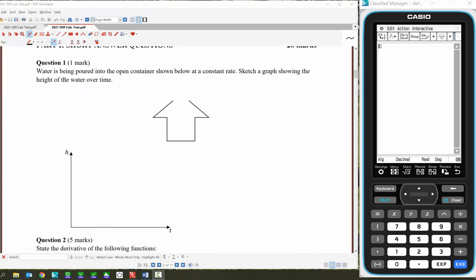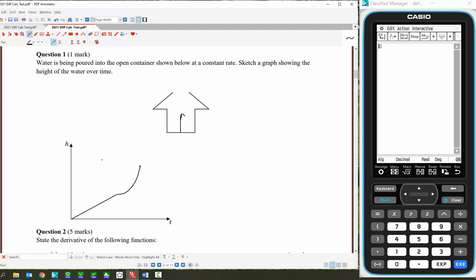Okay, so question 1, water is being poured into the open container shown below at a constant rate. Sketch the graph showing the height of the water over time. So this section here, the height will increase at a linear rate. And then this bit here, what we'll get is a slower increase and getting faster. So something like this would be appropriate.